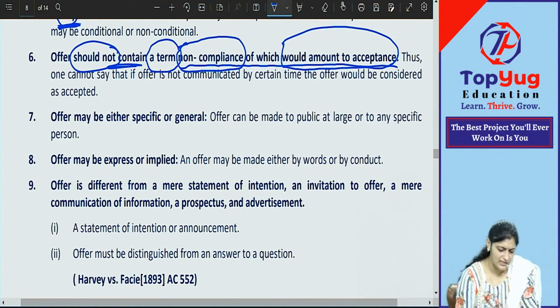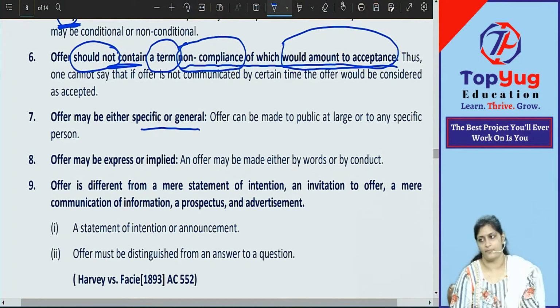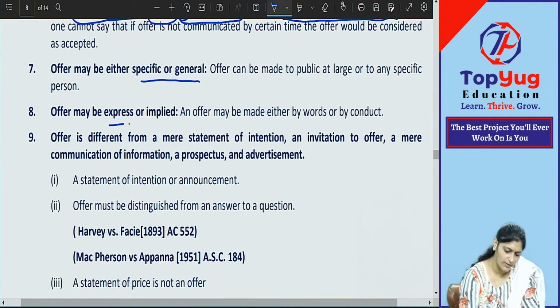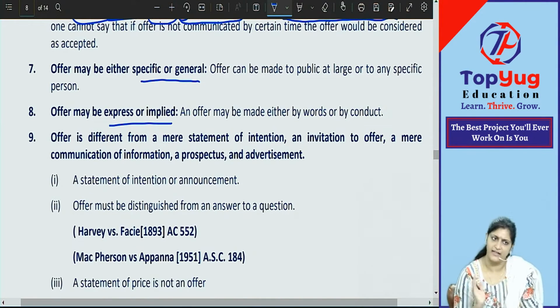Offer may be either specific or general. Specific means the offer is made to a specific person or specific group of people. General means made to the public at large. Offer may be express or implied. It can be either express, or it can be implied in words or through actions.